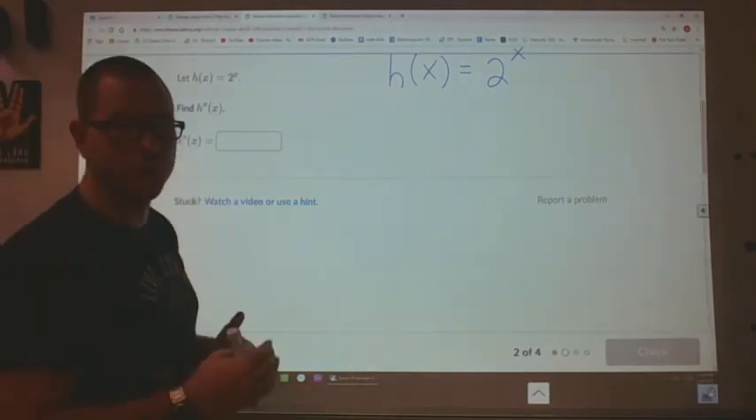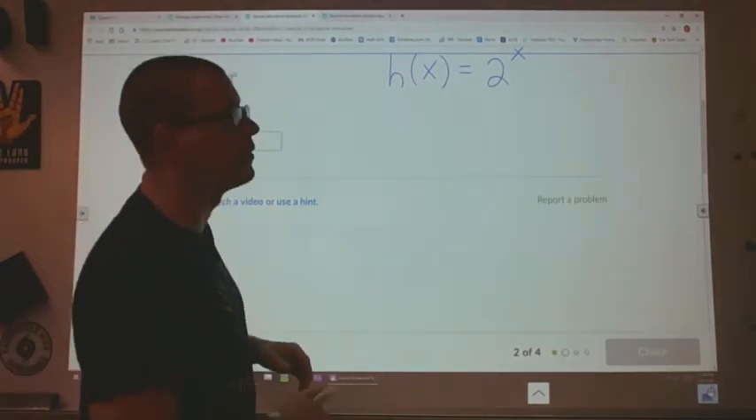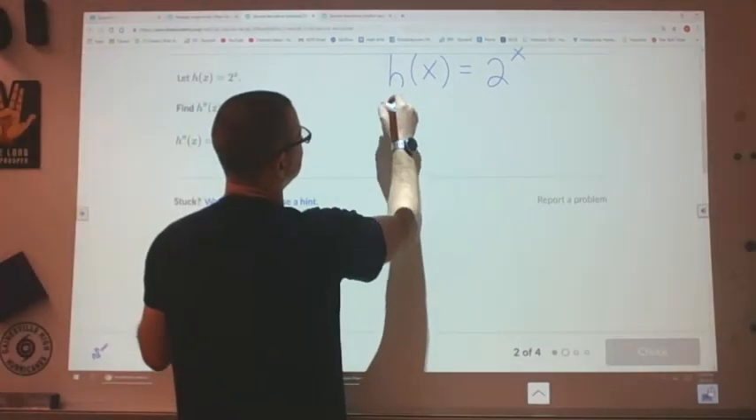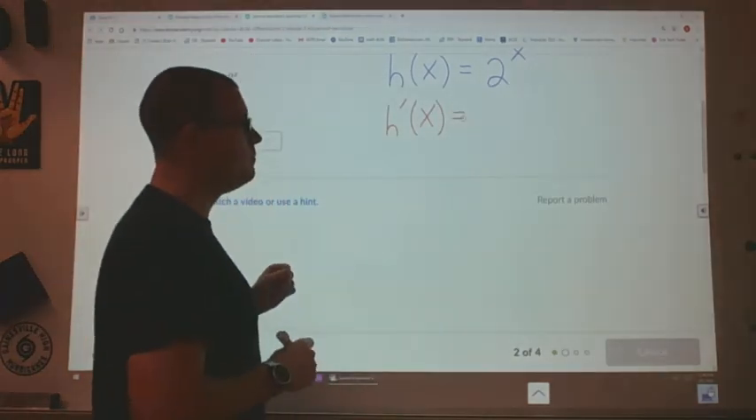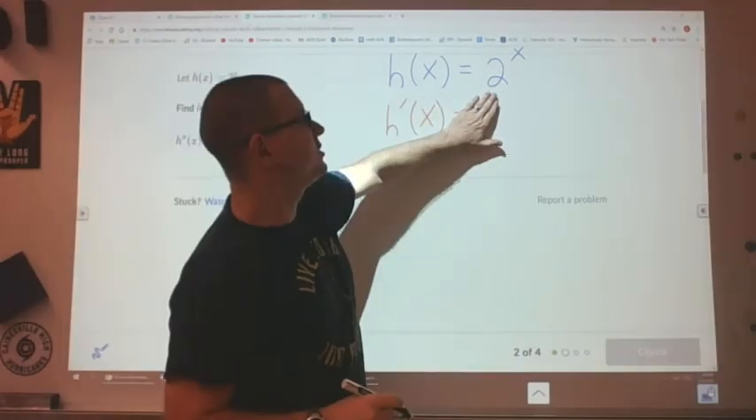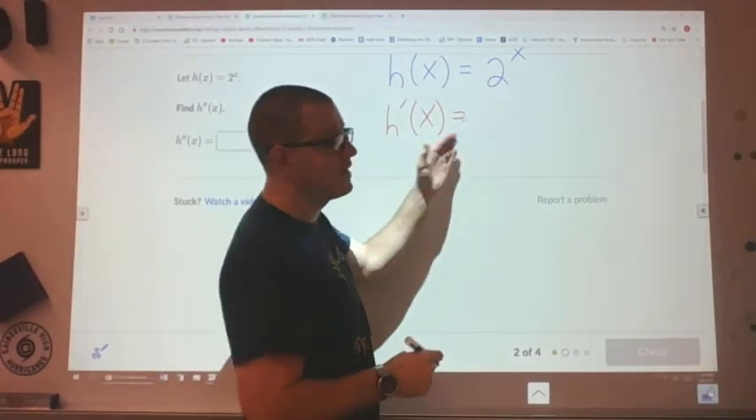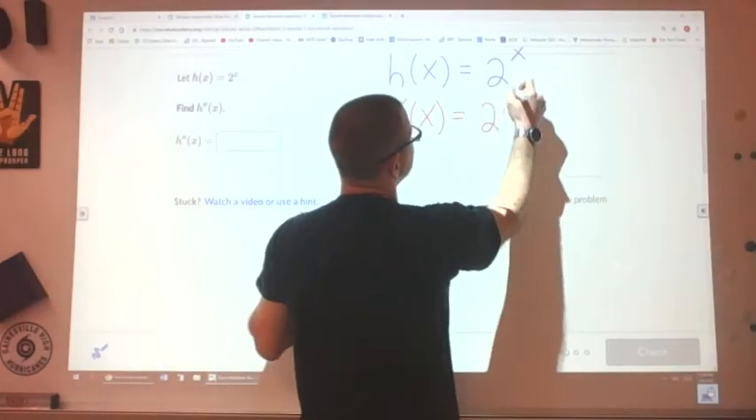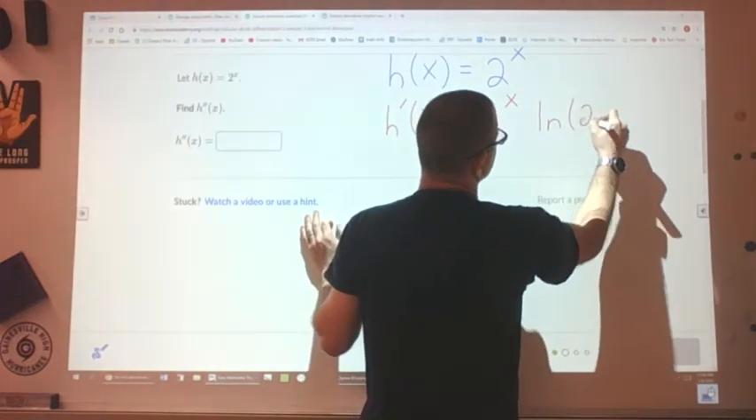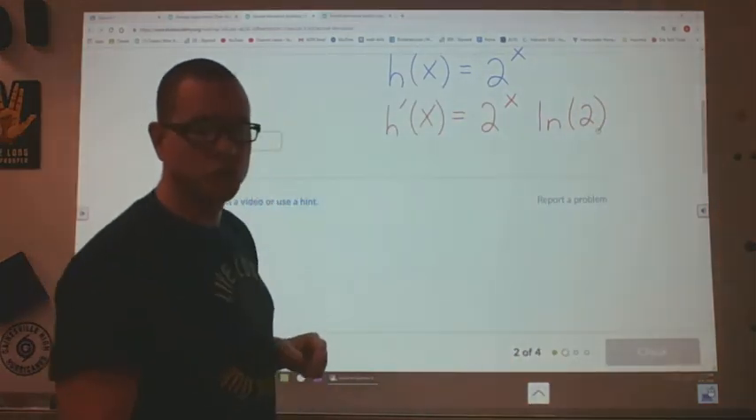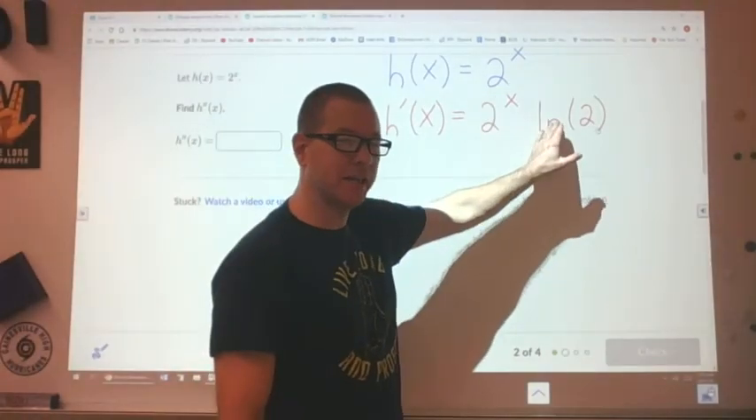To do that, I have to go through the derivative. It's a sequence. So original function, first derivative, second derivative, third derivative. H prime of x. Okay. Remember, this is just like e to the x. So its derivative is exactly the same, 2 to the x, but we also have to multiply it by the natural log of that base 2. So that's your first derivative, 2 to the x and the natural log of 2.